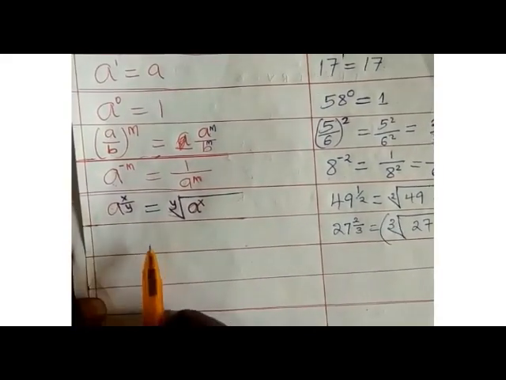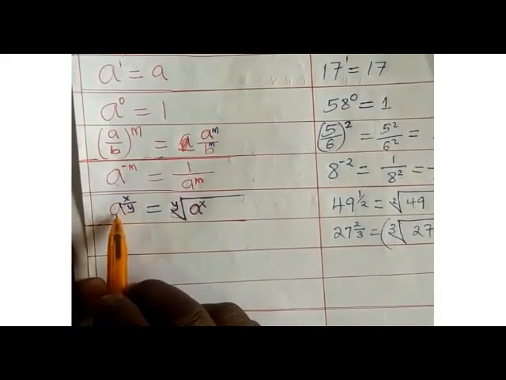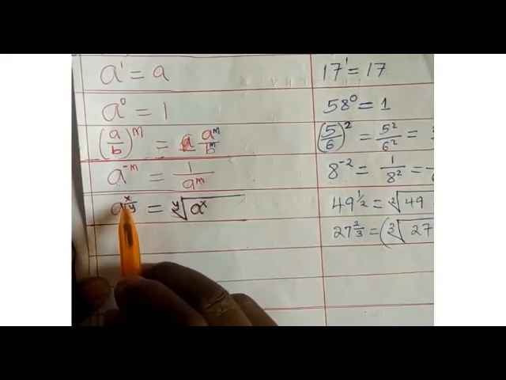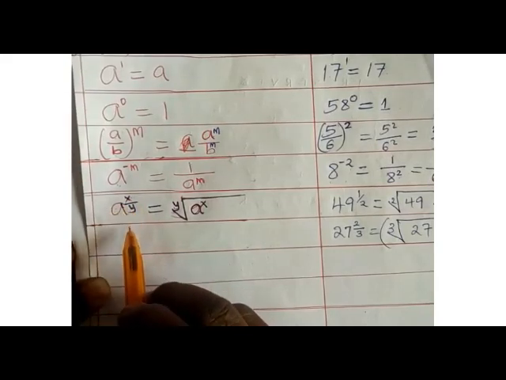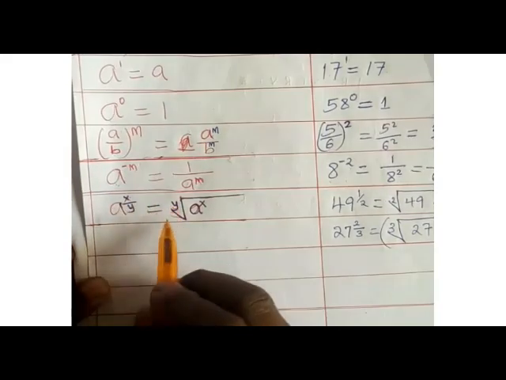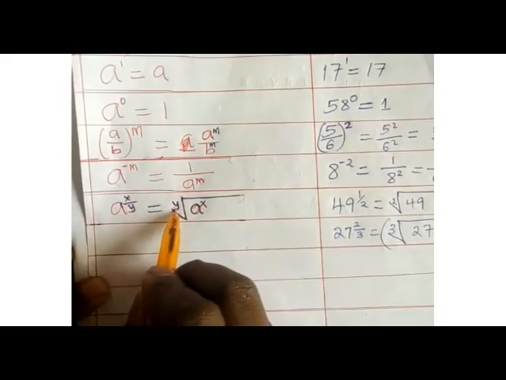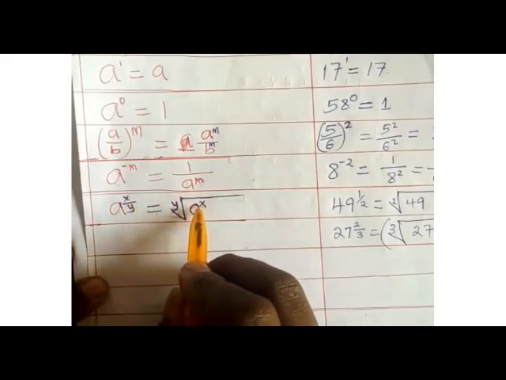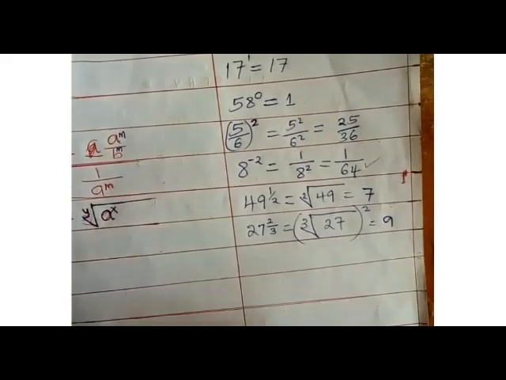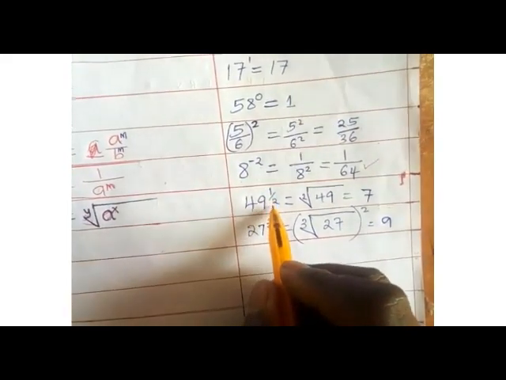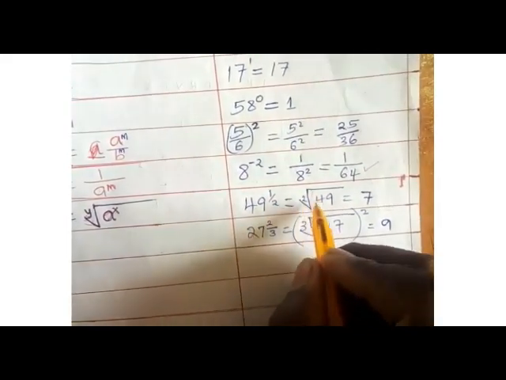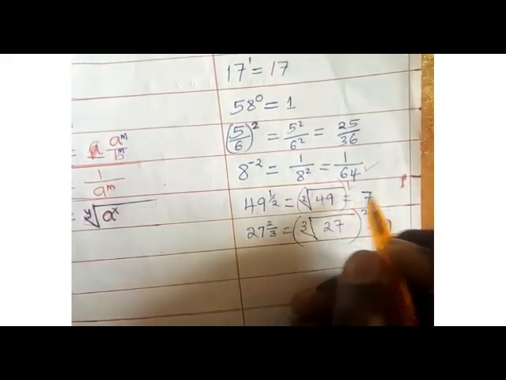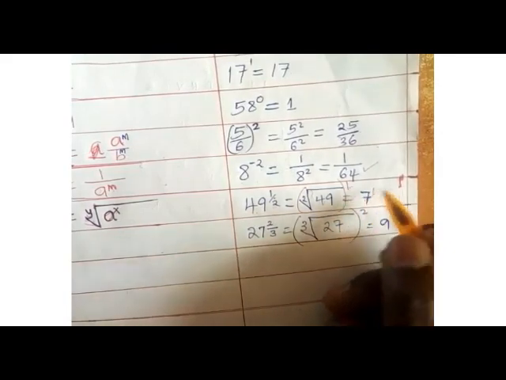Lastly, but not least, when we have a raised to power x over y, the power here is a fraction now. So this one is simply the same as the y-th root of the base, raised to the power of the numerator. For example, we have 49 raised to power a half. That simply tells you to find the square root of 49 and then raise it to power 1. So a number raised to power 1 is that number. So 7 raised to power 1 is 7.